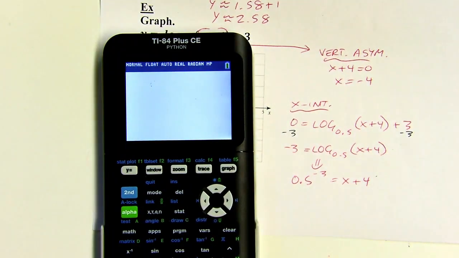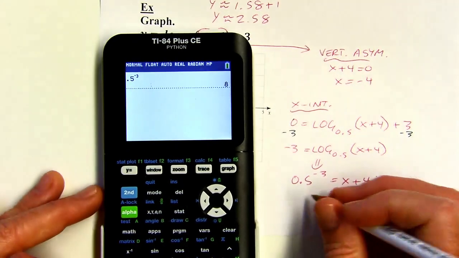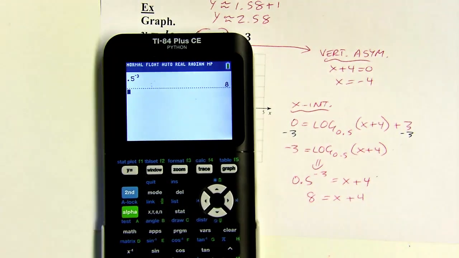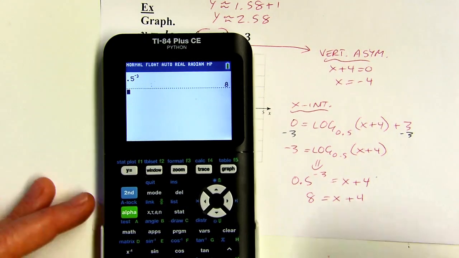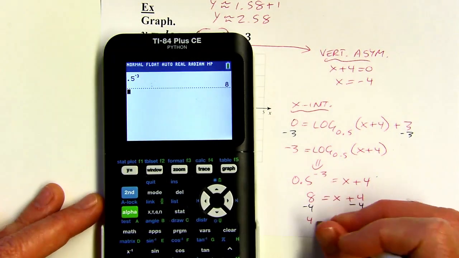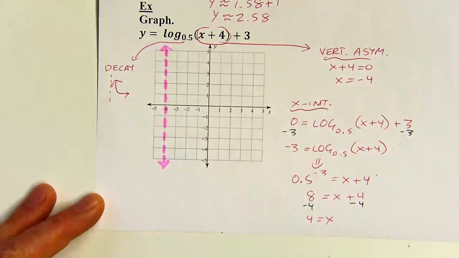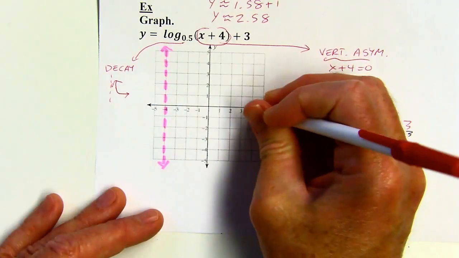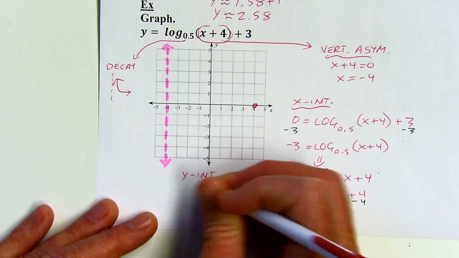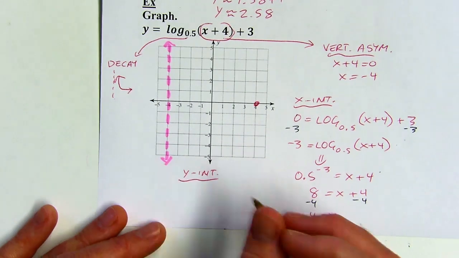I've got 0.5 raised to the negative third is 8. Okay, and then subtract 4 from that. And then 4 is my x-intercept. Okay, let's put that in the graph. 4 is the x-intercept. Let's try the y-intercept now. I'm going to plug in 0 for x.